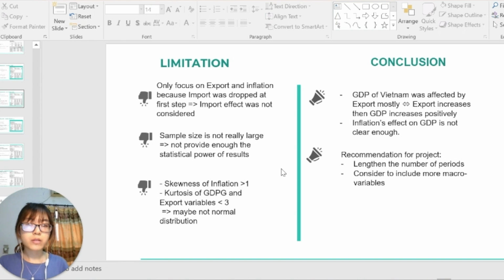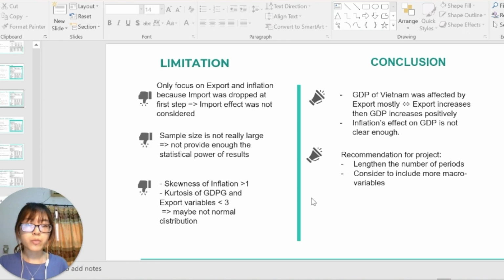And our general conclusion is the GDP of Vietnam was affected mostly by export, and when the export increases, then the GDP will increase positively. And the second is the inflation's effect on the GDP is not clear enough, and we cannot see much impact of inflation in this model. So this is quite consistent with our theory stated in the first part.